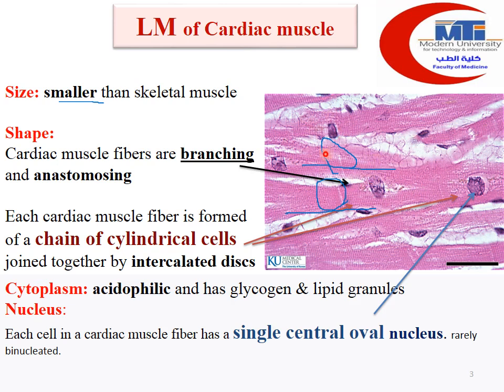Again, light microscope of cardiac muscle. Size: cardiac muscle is smaller than skeletal muscles. Shape: cardiac muscle fibers are branching and anastomosing. Cardiac muscle cells are joined together by intercalated discs. Cytoplasm is acidophilic because it is rich in glycogen and lipid granules. Nucleus: each cell has a single central oval nucleus, rarely binucleated.